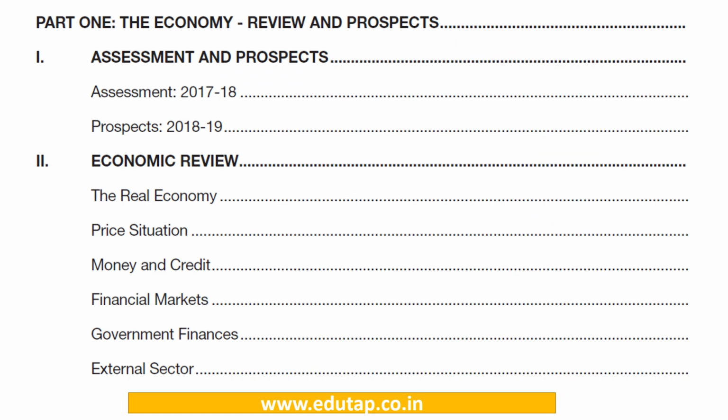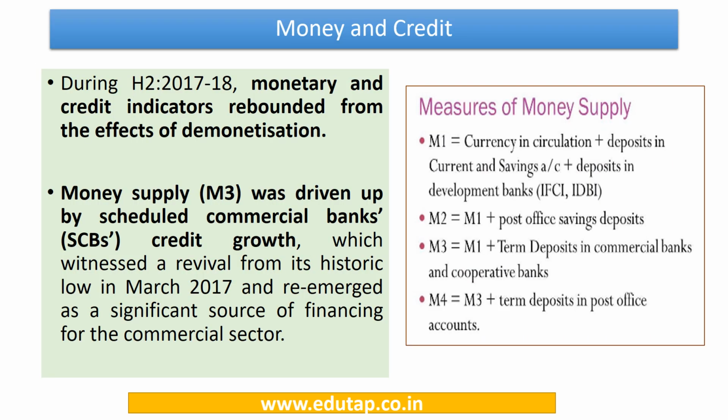So friends, in the previous video we were discussing the economy review and prospects, part 1 of the RBI's annual report. Now in this video we are going to continue this discussion. In the previous one we covered the economic review till the real economy and the price situation, the inflation part. Now in this one we are going to continue with money and credit, complete this part, and at the same time move to the second part. So let's start our discussion with money and credit.